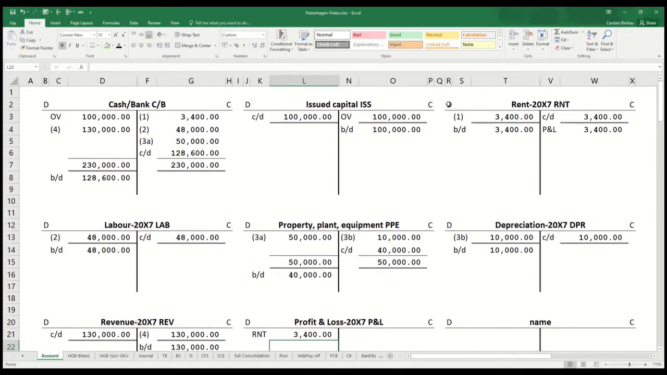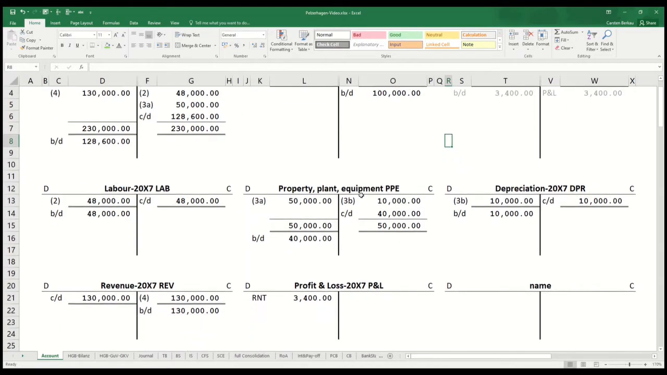After we made this bookkeeping entry, the rent account is zero balance. That means we are no longer interested in this account, and in order to just not delete it but to mark it as not necessary anymore, we gray it out. So that means in the end, once we want to prepare the balance sheet, we don't have to worry about this rent account. Now we close off the labor account as well.